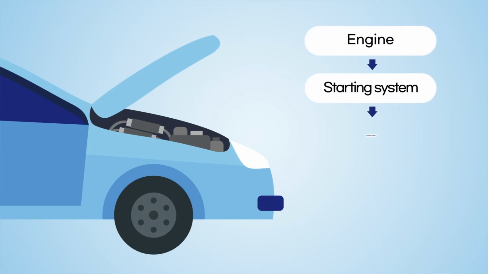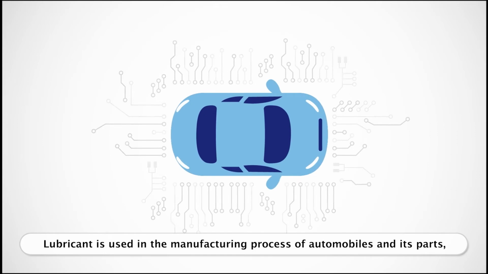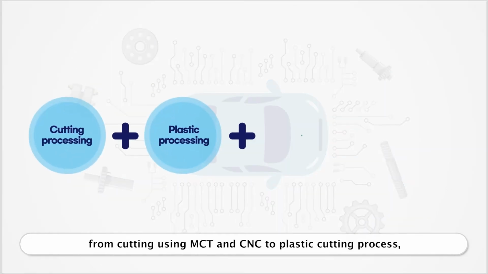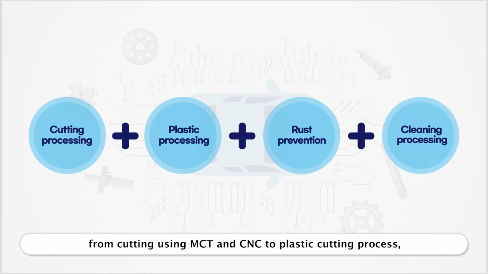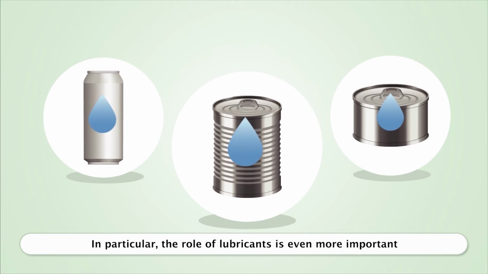Engines, for example, also have numerous metal parts to make up the starting, lubricating, ignition, and exhaust systems. Lubricant is used in the manufacturing process of automobiles and their parts, from cutting using MCT and CNC to plastic processing, rust prevention, and cleaning processes. Lubricant is also used in the manufacturing process of products used in daily life. In particular, the role of lubricants is even more important in the manufacture of aluminum consumer products.